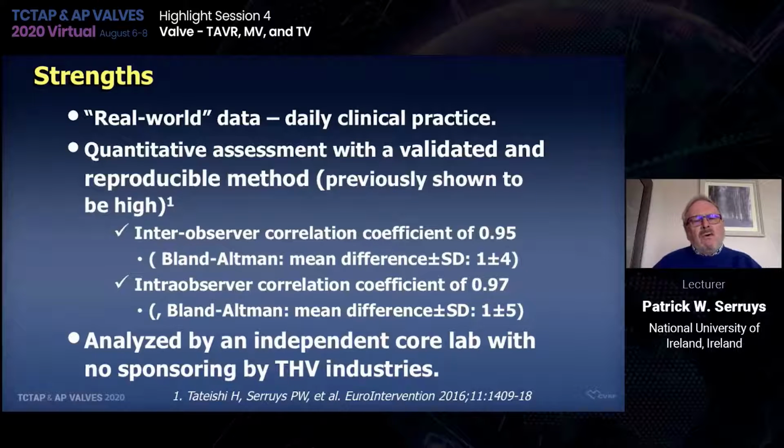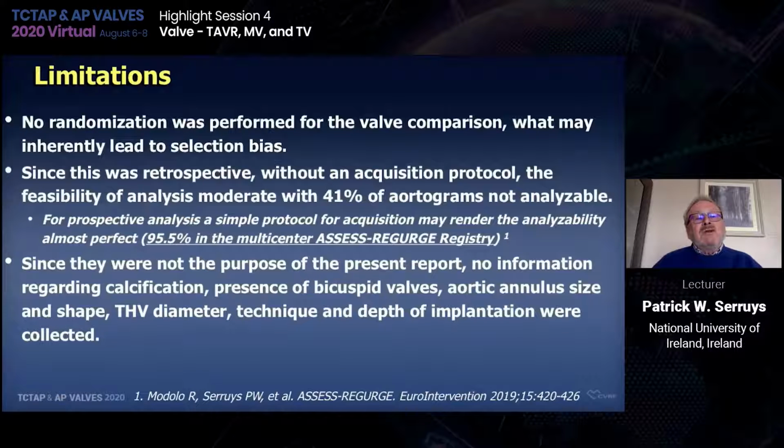And you know, with a long history as a trialist, I can tell you stories about the core lab which are quite interesting. The limitation is that no randomization was performed for the valve comparison, which may inherently lead to selection bias, although it is now introduced in randomized trials as a technique in parallel with the echo, so you get both pieces of information. It was retrospective without an acquisition protocol, so the feasibility of the analysis is moderate, with 41% of aortograms not analyzable for the reasons that I have given you.